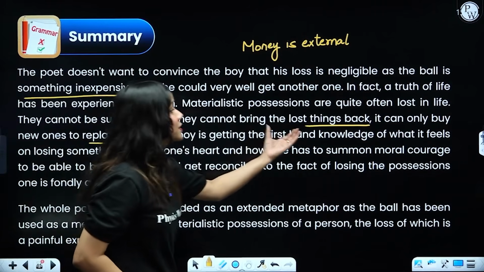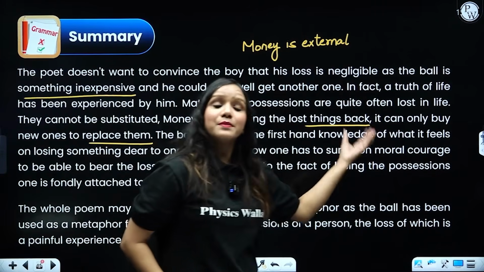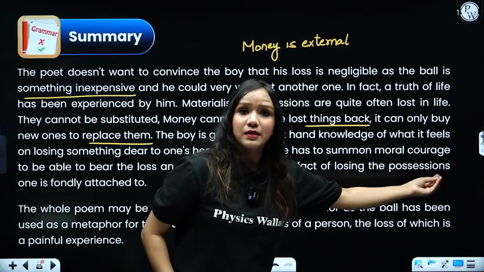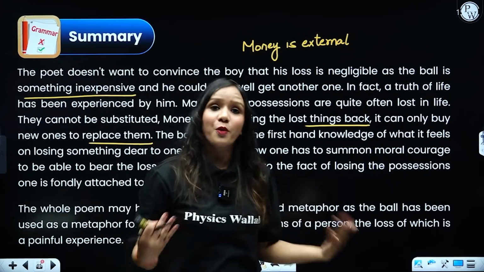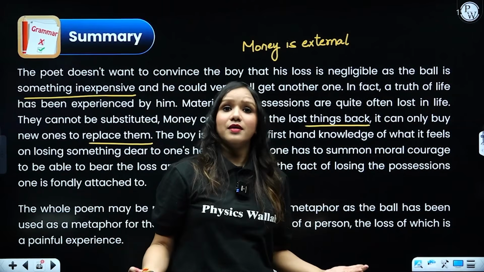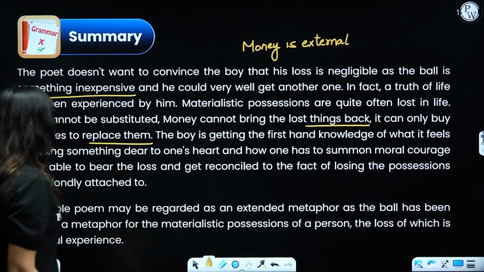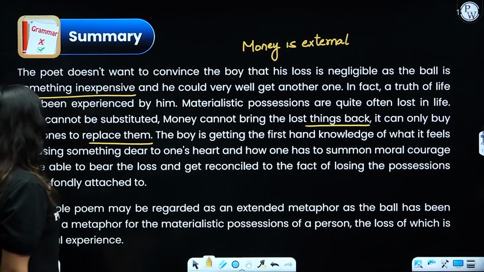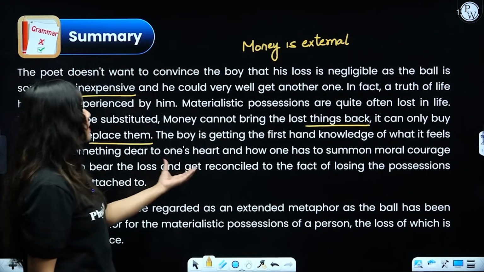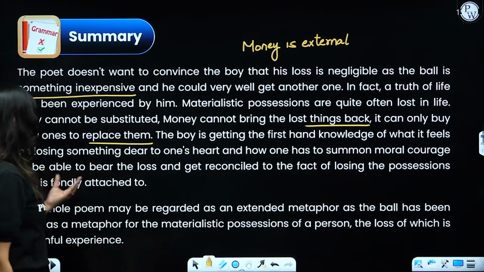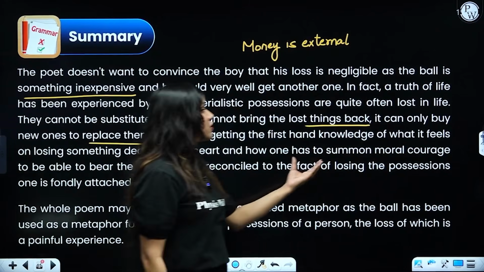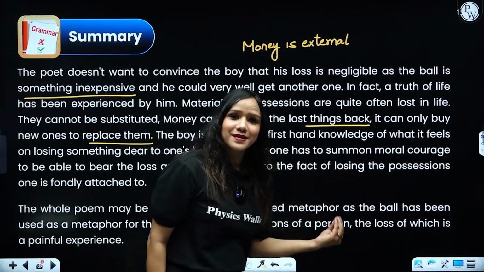The boy is getting first-hand experience of this particular thing, that losing is a part of life, and one has to go on and move on in life, right? So what happens here is what it feels like to lose something dear to one's heart, and how one has to summon moral courage to bear the loss and get reconciled to the fact of losing the possessions. So what does that mean?